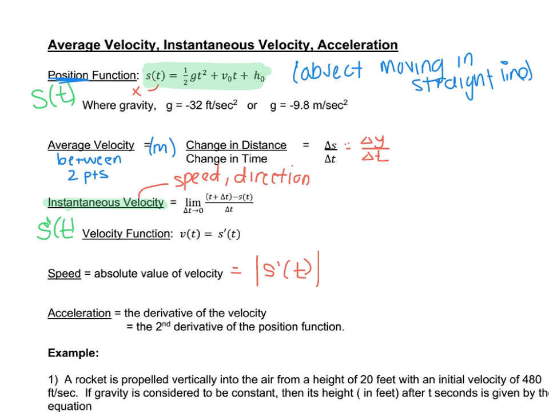of the position function. So right now we have a position function that tells us where an object is. Average velocity between 2 points, that's just our good old slope formula. Instantaneous velocity, this is the extension that we're using from derivatives. Instantaneous velocity is the instantaneous rate of change, which is the derivative of the position function.